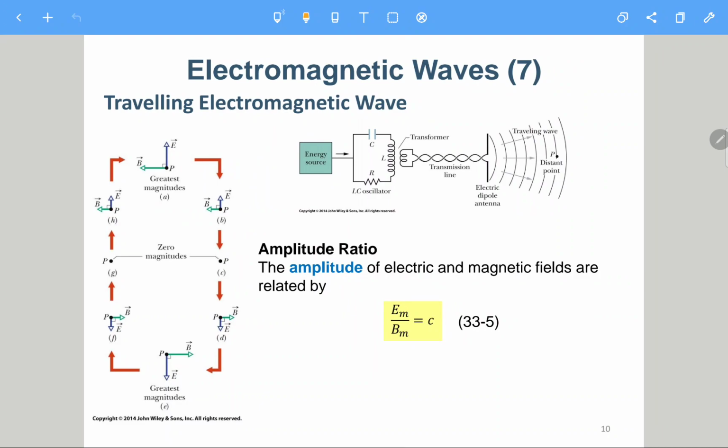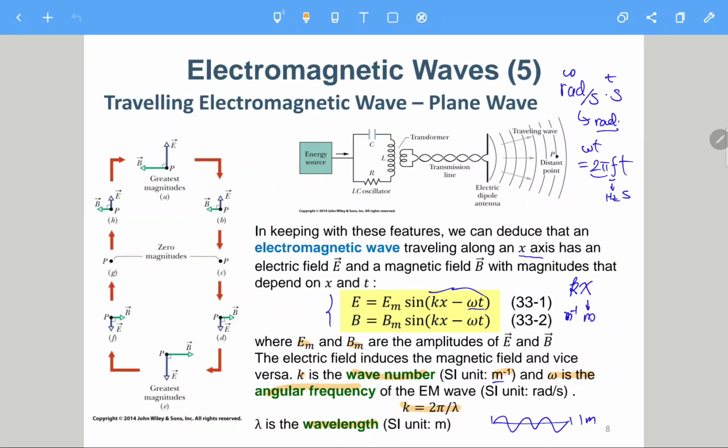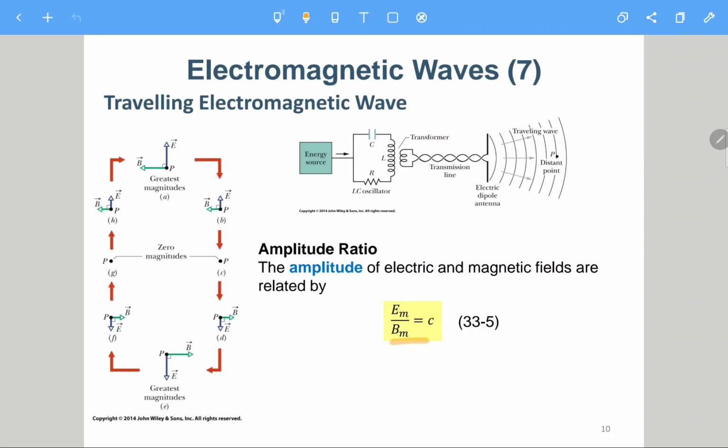Okay, other than that, the amplitude of the electric field and also the magnetic field satisfy another relationship, which is E_m over B_m equals c. So for equations 33.1 and 33.2, E_m and B_m are just two independent variables, but actually they will always keep a fixed ratio between their magnitudes. And actually why it is like this, we will derive when we solve the wave equation. So let's just accept it at this moment.